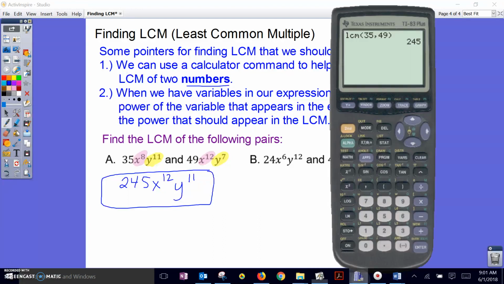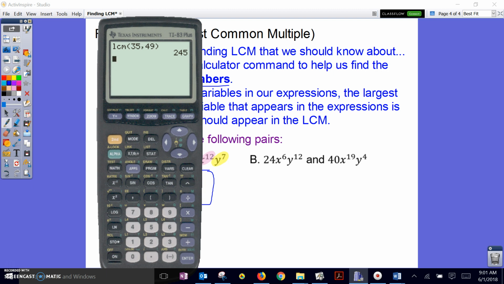We'll do the same thing in part B here. Go ahead and use our calculator to find the LCM of the two numbers.